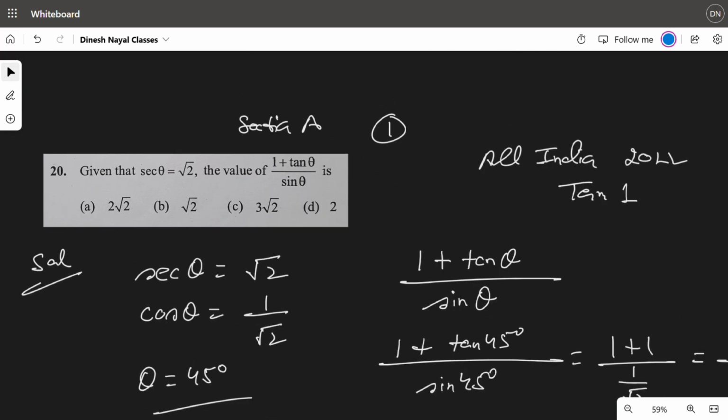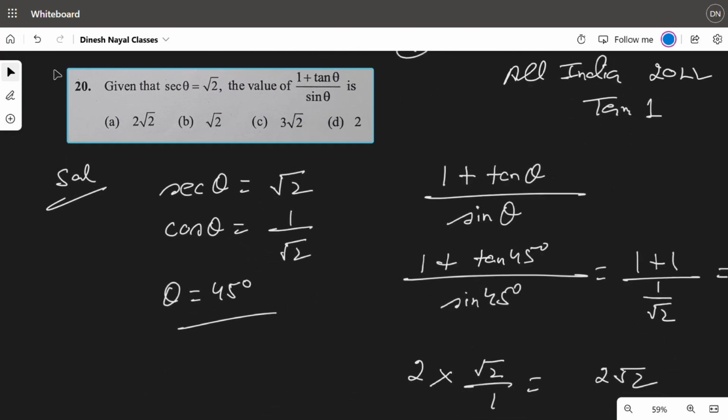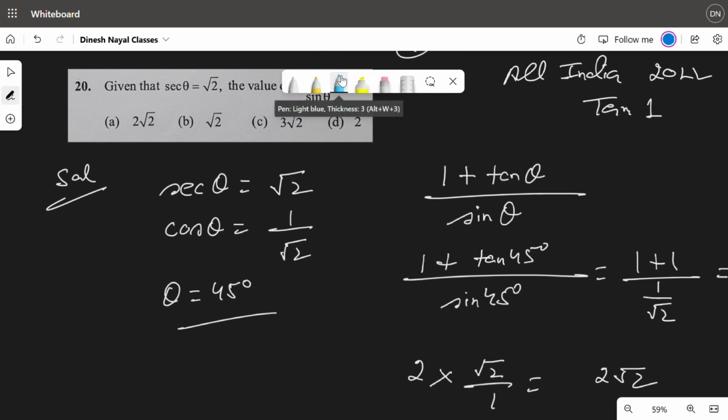Let's see which option is correct. 2 root 2, yes, option A is correct. So that's our answer, A, 2 root 2.